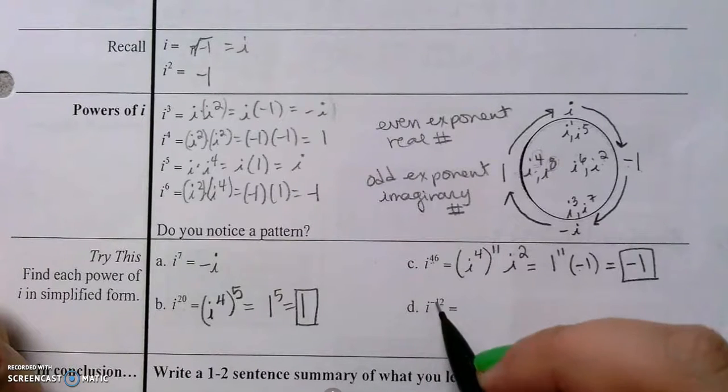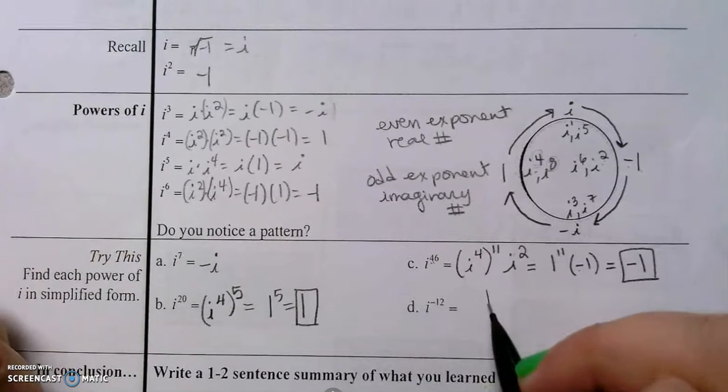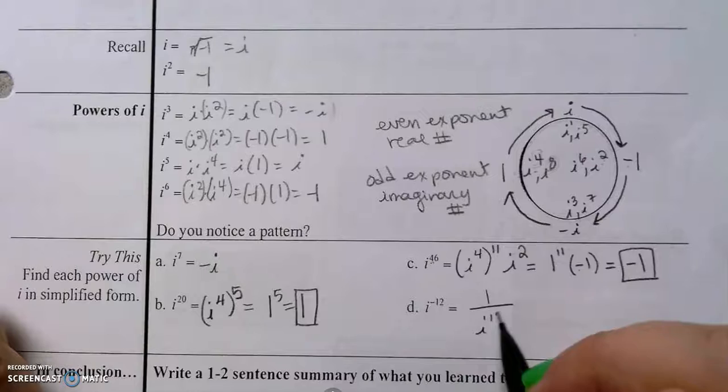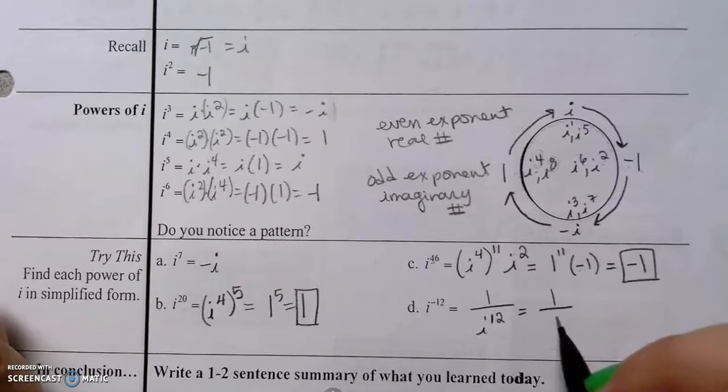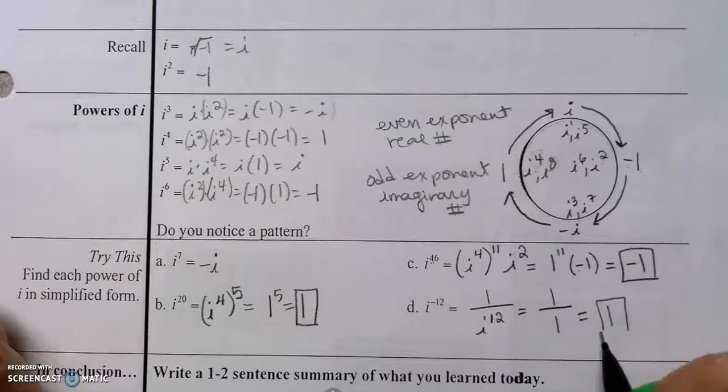What about if I have a negative power? Well, a negative power is a fraction. So this is 1 over i to the 12th. 12 is divisible by 4, so it's going to be just 1 over 1, which is 1.